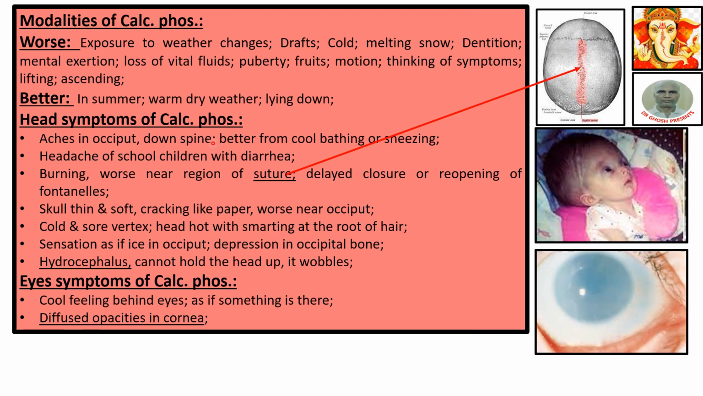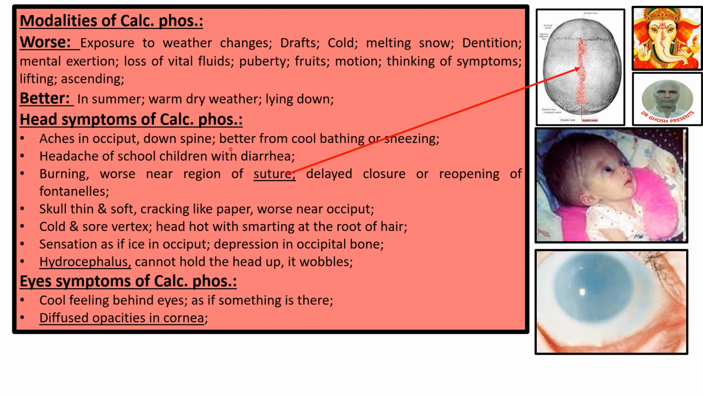Modalities of Calcarea phos: worse from exposure to cold, weather changes, drafts, that is cold wind, cold, melting snow, dentition, mental exertion, loss of vital fluids, puberty, fruits, motion, thinking of symptoms, lifting, ascending. Better in summer, warm, dry weather, lying down.